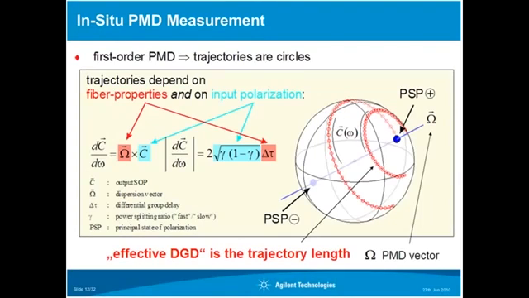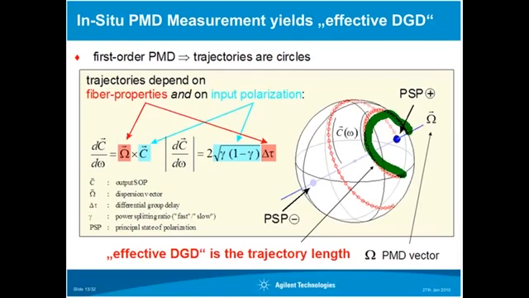So just very briefly introducing how that works. I told you we are measuring polarization trajectories. So we are measuring something like this here. You get a trace on the Poincare sphere, and essentially the effective differential group delay is the length of this trajectory. It's actually that easy.